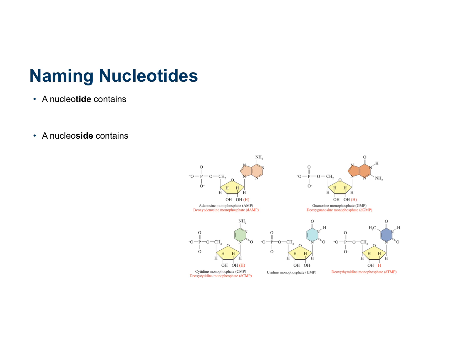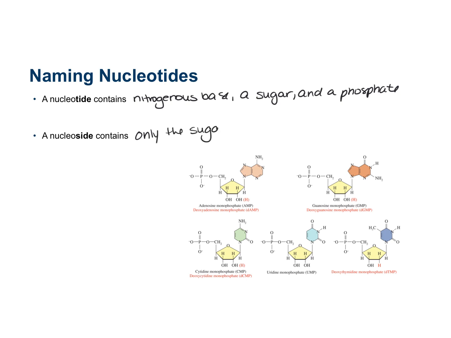A nucleotide contains the nitrogenous base, a sugar, and a phosphate. And then a nucleoside contains only the sugar and the nitrogenous base.